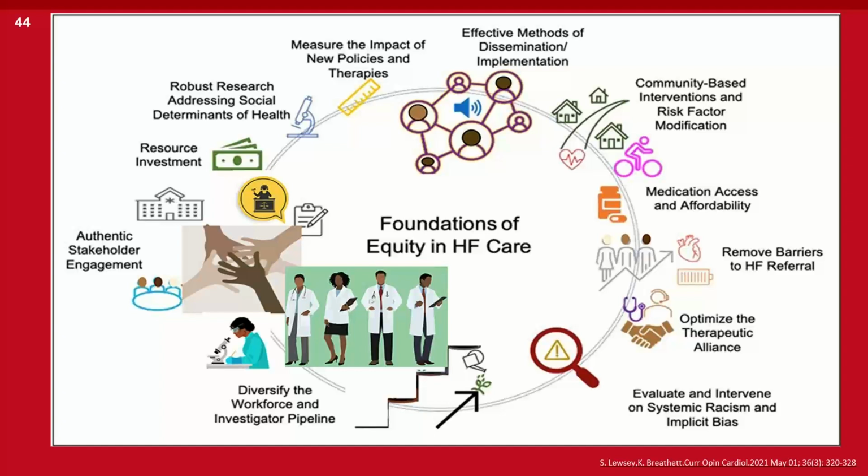that we make access to the medications that have been proven to reduce morbidity and mortality in heart failure accessible to all, and that we remove the barriers for heart failure referrals and try to optimize our therapeutic alliances with other organizations in the community, and that we deal with those barriers that include systemic racism and implicit bias. And so I think that this is a wonderful slide that brings all of this together. And next slide, please.